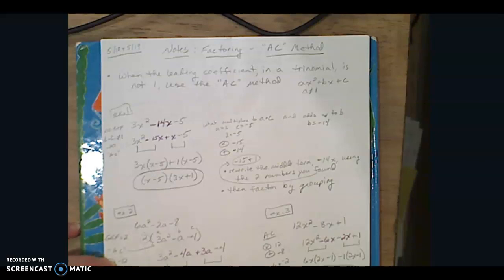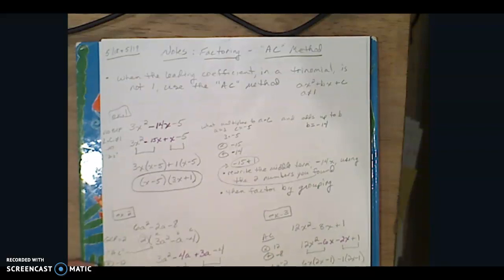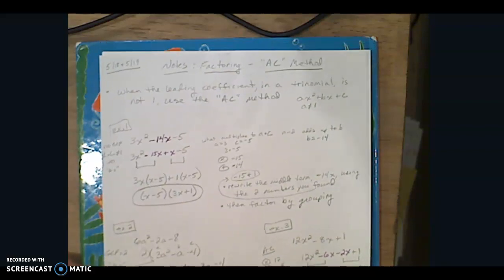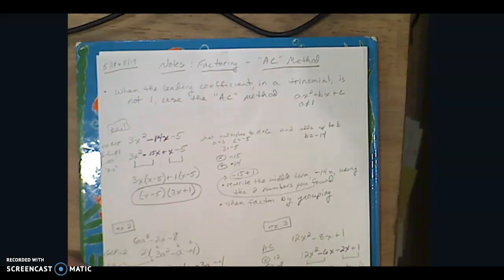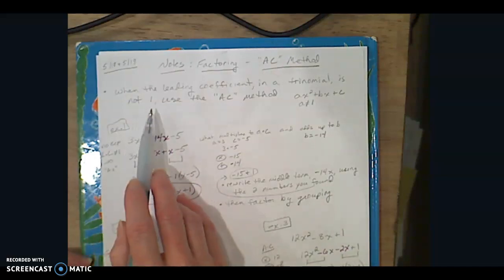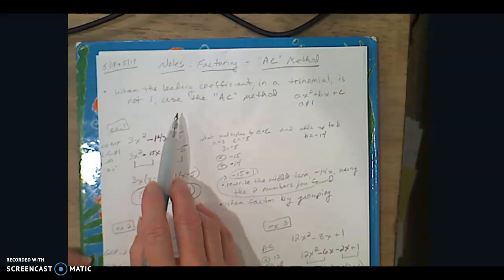So the last factoring method that we're going to go through here, there's actually two of them. The first one I want to talk about is what I call the AC method. We're going to use that when the leading coefficient in a trinomial is not 1.